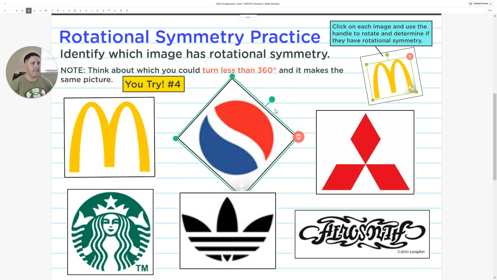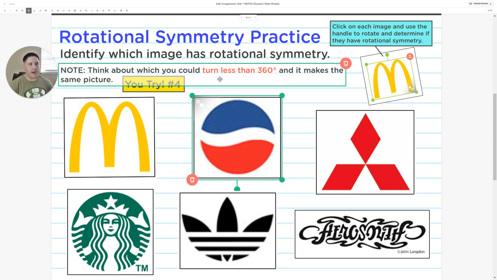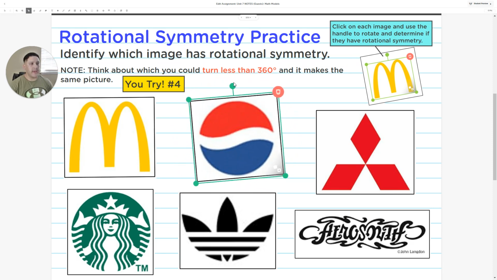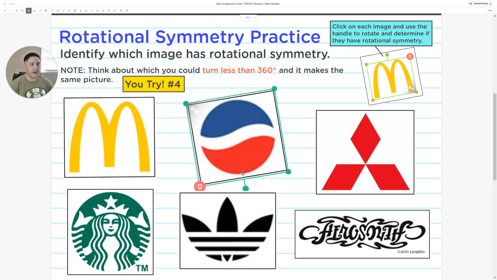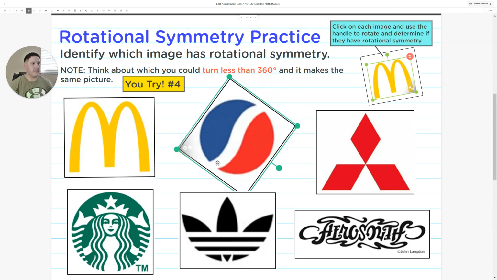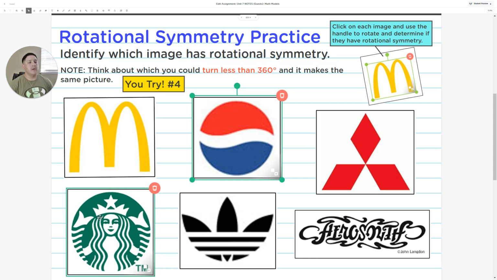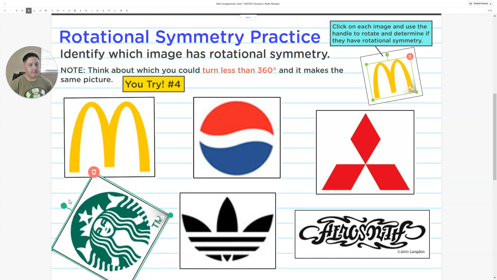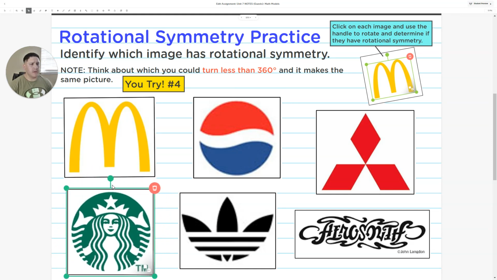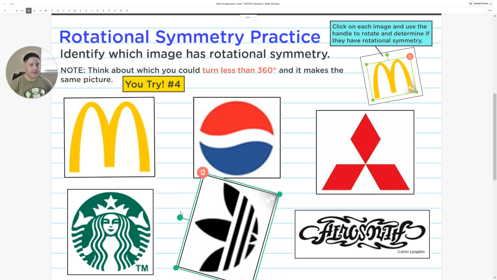Pepsi logo. Besides the colors, yes, this does have rotational symmetry. The spots or these curves look like the image from the original, just different colors. So Pepsi has rotational symmetry. Starbucks, no, does not have rotational symmetry. Adidas logo, no, you cannot get it to look like the original.